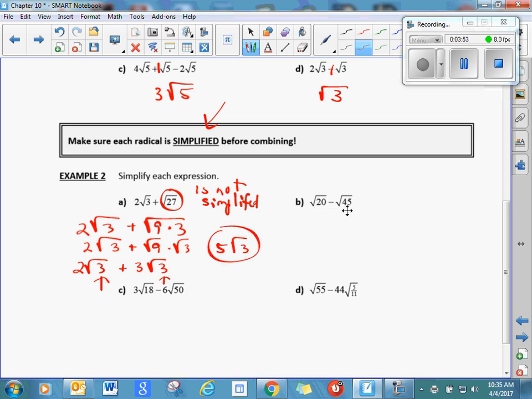Both of these radicals can be simplified. I can think of 20 as 4 times 5, and I can think of 45 as 9 times 5. So radical 4 comes out as a 2, and radical 9 comes out as a 3, leaving radical 5 inside the radical sign in both cases. And because those are like terms, I can combine those, and 2 minus 3 is minus 1, and we'll just write it as minus radical 5.